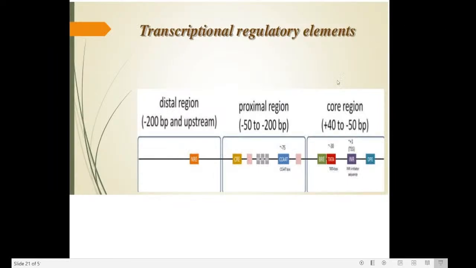This is the region. You can see this distal region. The distal region has 200 base pairs upstream. The proximal region has 50 to 200 base pairs, and the core region has 40 to 50 base pairs.